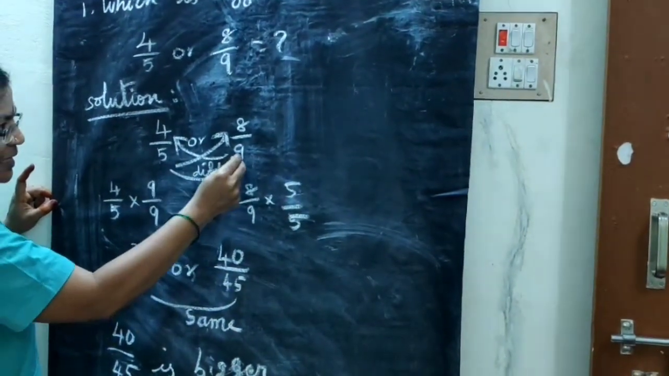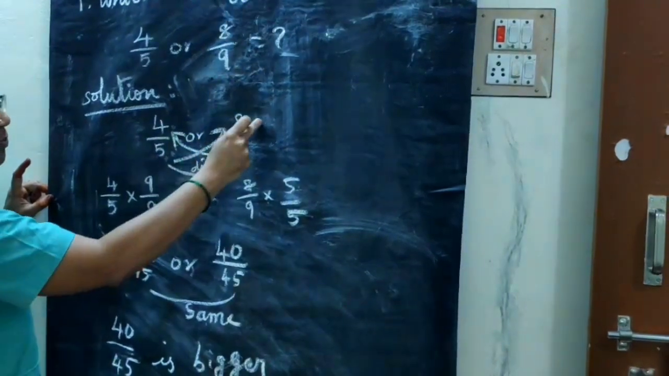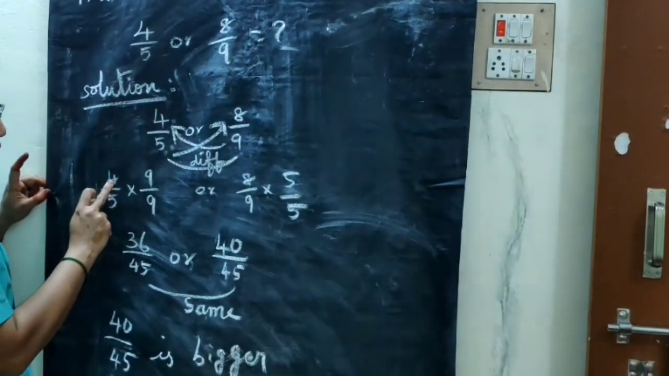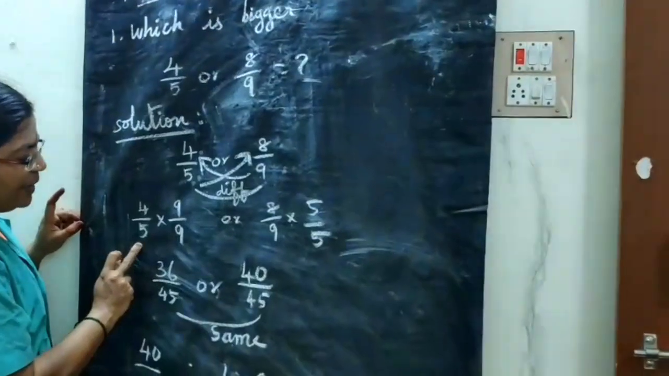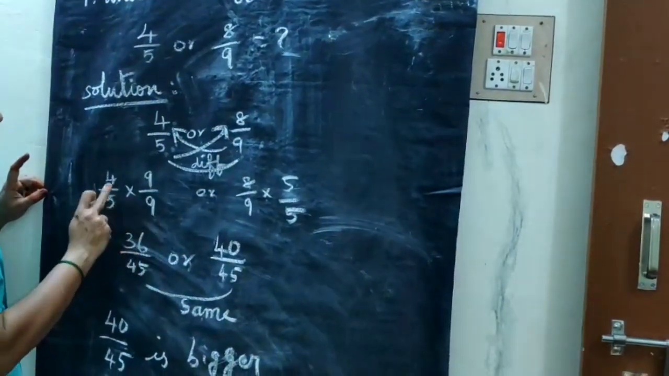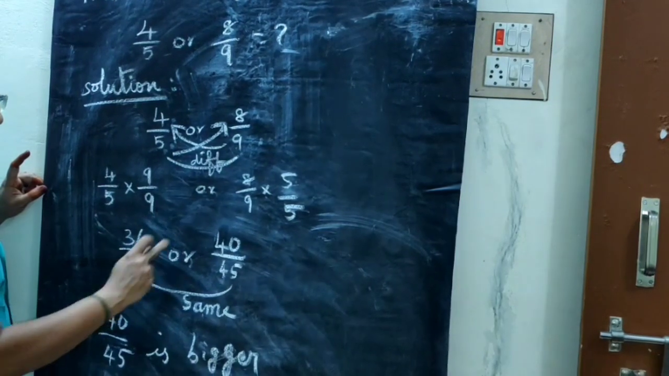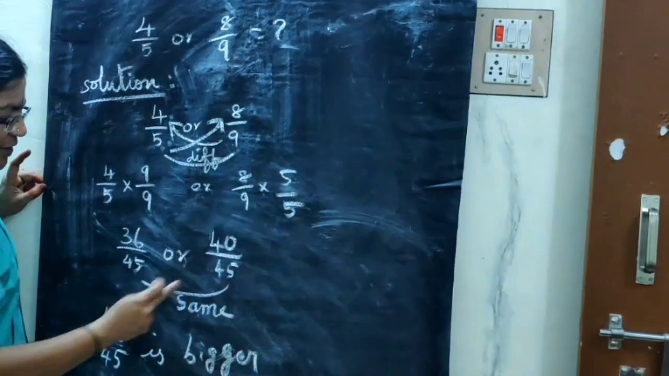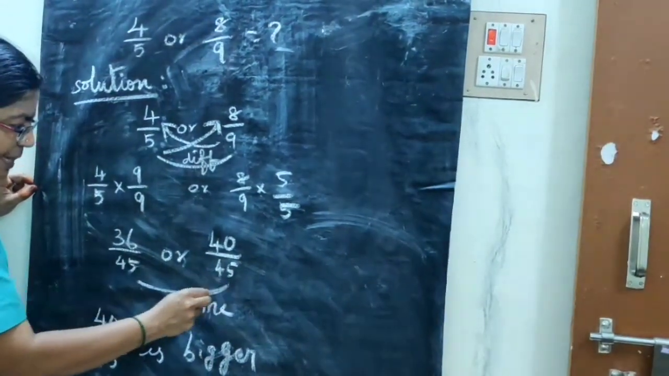Now clear or not? This 9 you want to multiply here, this 5 multiply by that. So 4 nines are 36, 4 into 9. Multiply the numbers, numerator multiply, denominator multiply. 4 nines are 36 by 5 nines are 45. Or 8 fives are 40, 9 fives are 45. Now see that the two denominators are the same number.